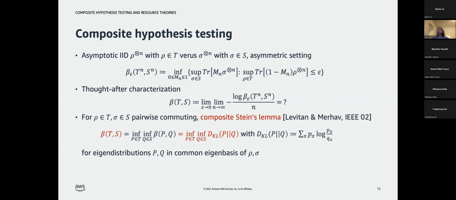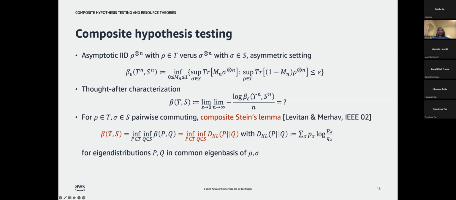Good. So now let's quickly look at the classical setting. So if rho and sigma pairwise commute, which lets us go into the common eigenbasis, we just have the classical setting. I'm not sure if this is the original reference, by the way. If anyone knows an earlier reference, please let me know.